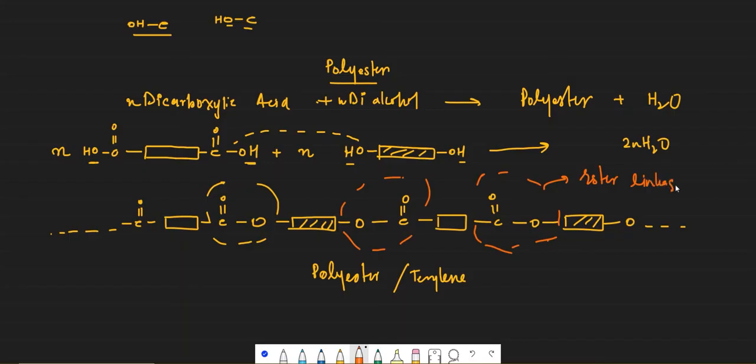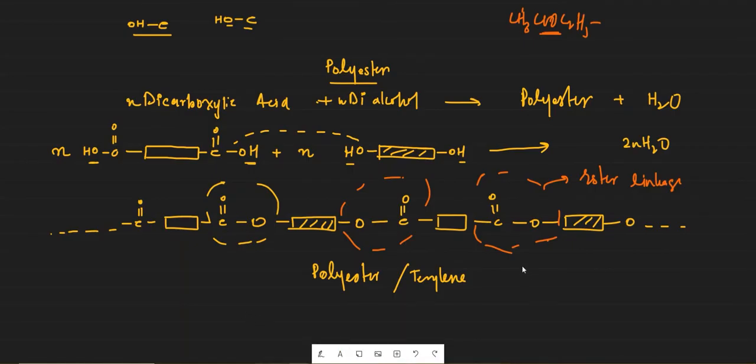We have already seen this when we, for example, wrote an ester, CH3 C2H5. This is an ester. This C double O is the same functional group as this C double O. This is called the ester linkage. That's why it is called polyester, because ester linkages are repeating again and again.